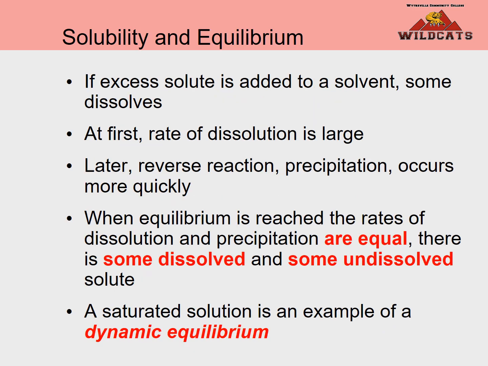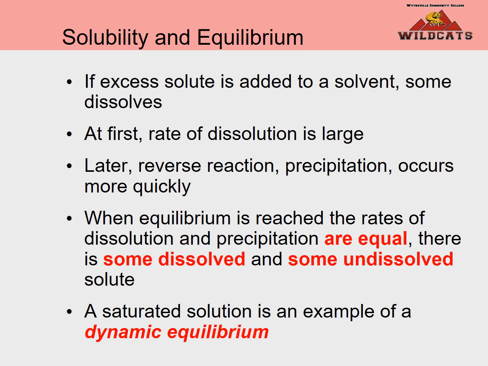Taking a closer look at that, we heat it up and excess solute is added to the solvent. Some will dissolve, and we heat it up a little bit more. At first, the rate of dissolution is large, and then as it gets closer and closer to the concentration, sometimes it'll reverse, and like we said, it'll precipitate out. As we cool it down, it can precipitate faster and faster. The interesting thing is when equilibrium is reached, the rates of dissolution and precipitation are equal, and there's some dissolved and some undissolved solute.